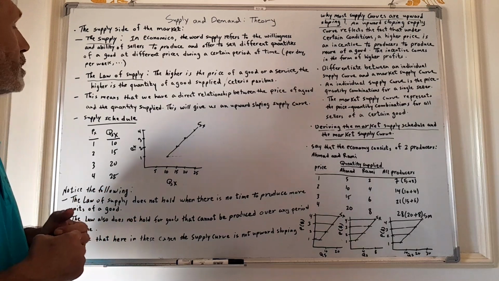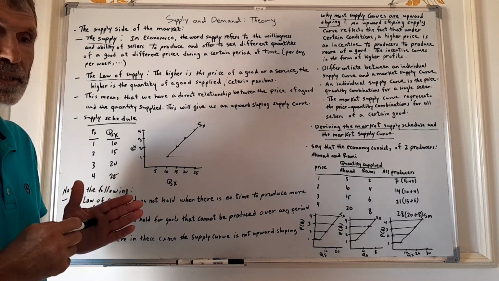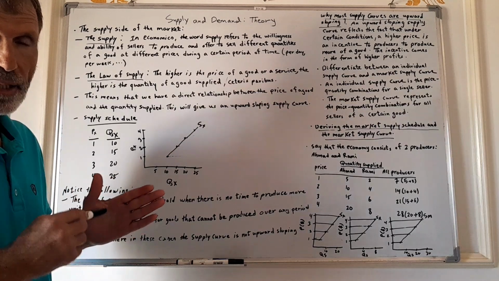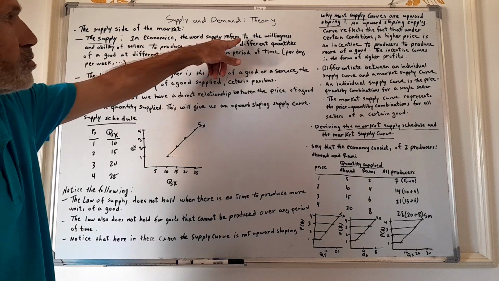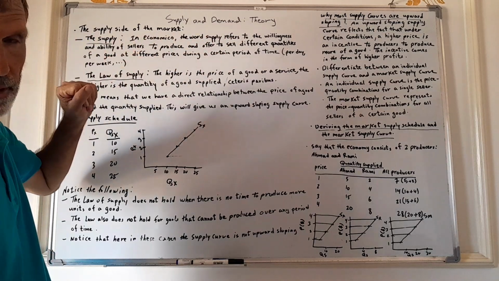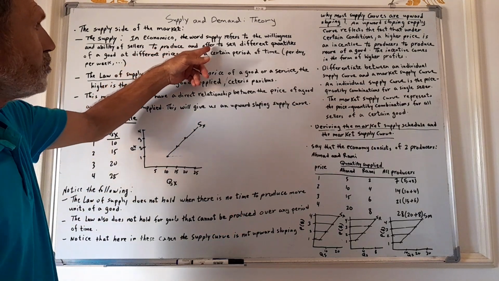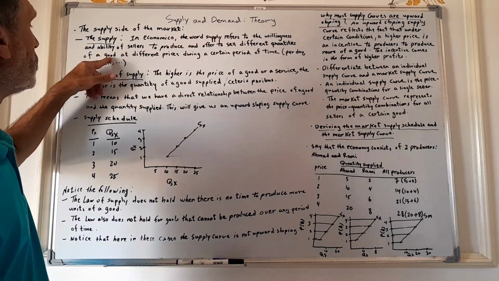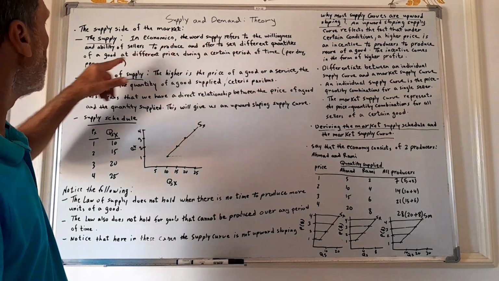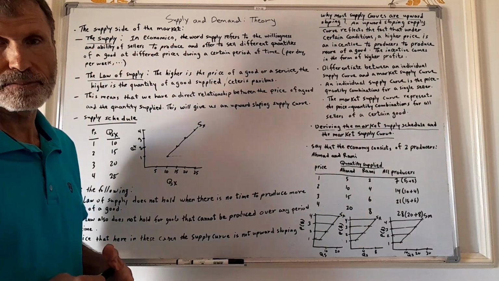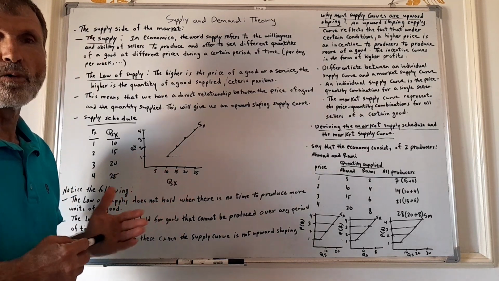Of course, what does supply mean in economics? What does supply mean in economics? Of course, in economics, the word supply refers to the willingness and ability of sellers, of producers, to produce and offer to sell different quantities of a good at different prices during a certain period of time, per day, per week, etc. Okay? Great. So this definition is similar to the word demand.